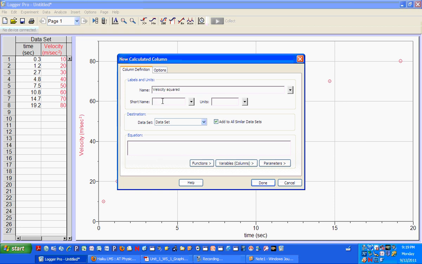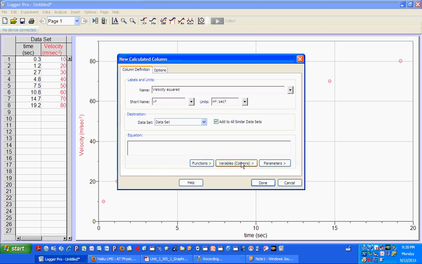Short name is going to be v squared. And the units, since I'm squaring velocity, which is in meters per second, whoops, that should be meters per second. I got to fix that. I'm going to wind up with meters squared per second squared. So it's going to be meters squared per second squared. I'll fix this in a second.